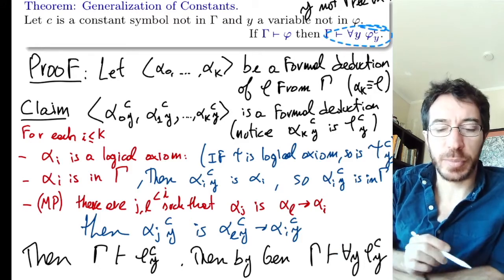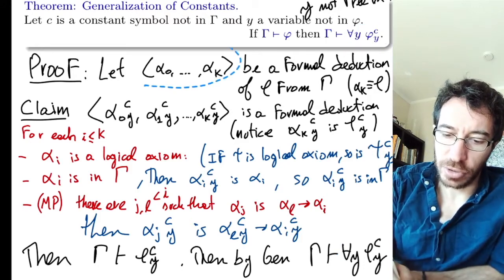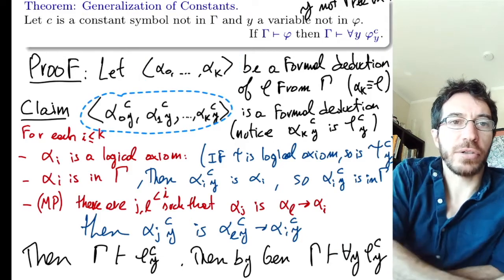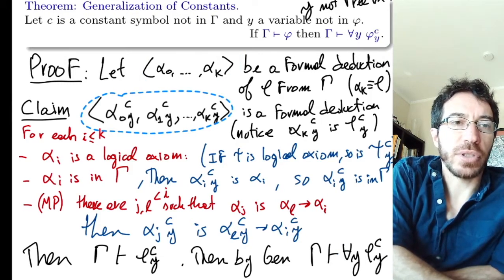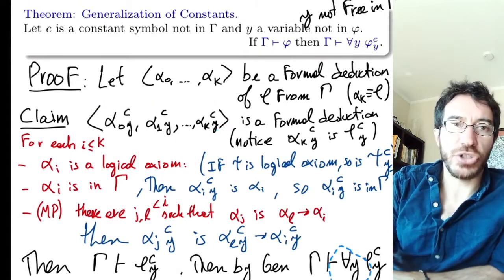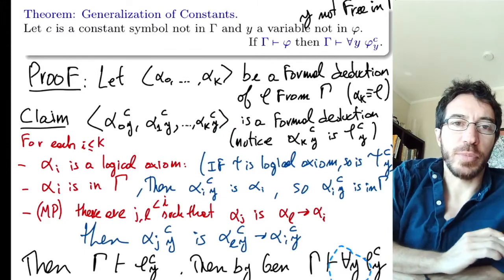So that's the proof. We got a deduction. We replace c by y in each of them. y was a variable that didn't occur free anywhere, so everything was fine, and then we could add the for all y up front using generalization that we had proved before.